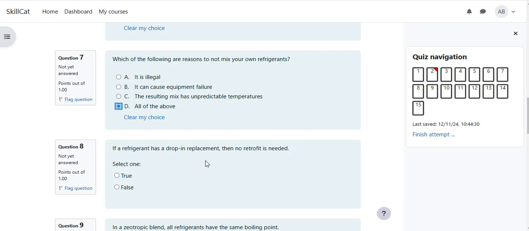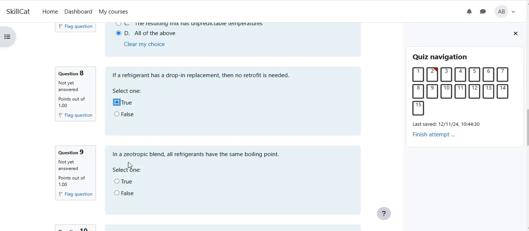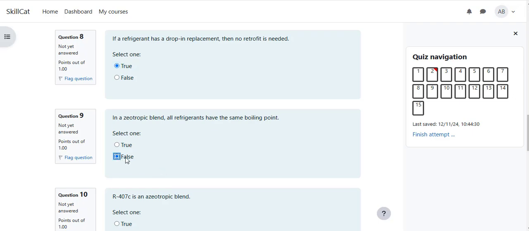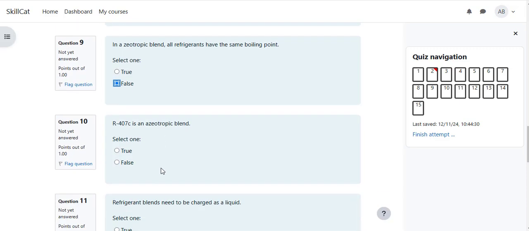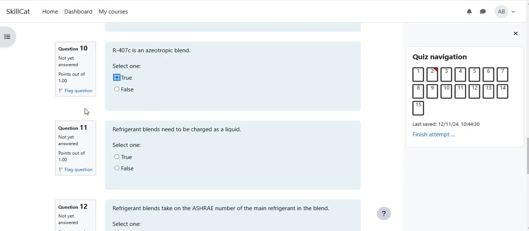If a refrigerant has a drop-in replacement, then no retrofit is needed. Yeah. Azeotropic blends of refrigerants have the same boiling point. False. R407C is an azeotropic blend. Yeah, I don't remember this one.